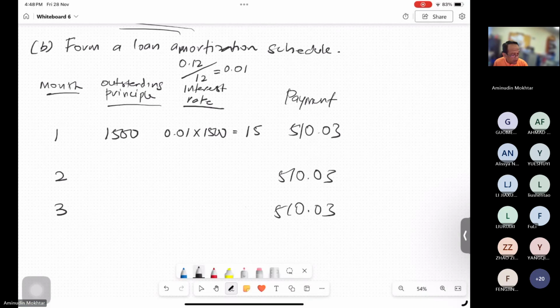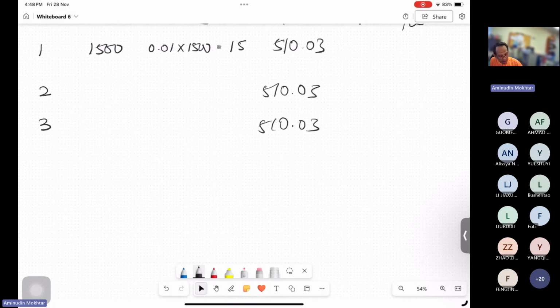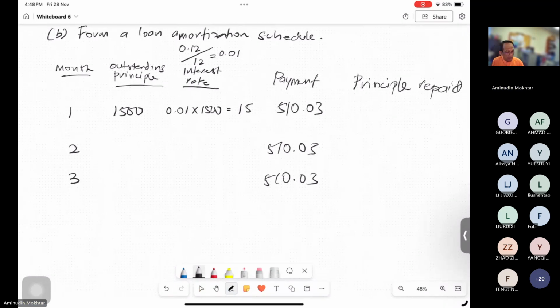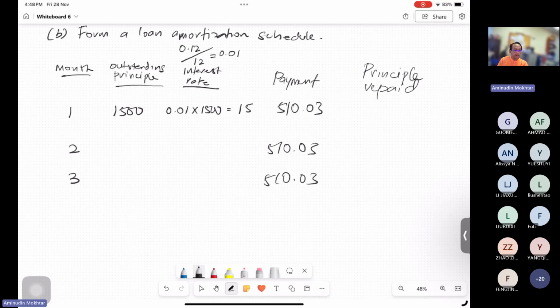And then the principal prepaid. We call it principal yang dibayar balik, dibayar semula. That's the amount for principal, the principal we paid. Let's say for the first month, the outstanding balance is 1,500.